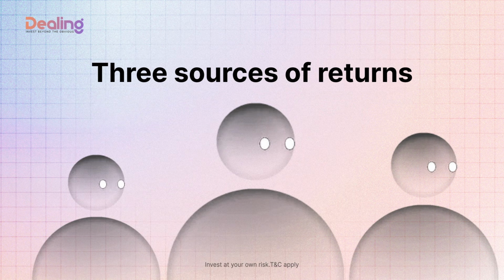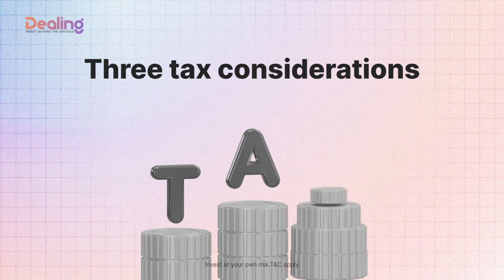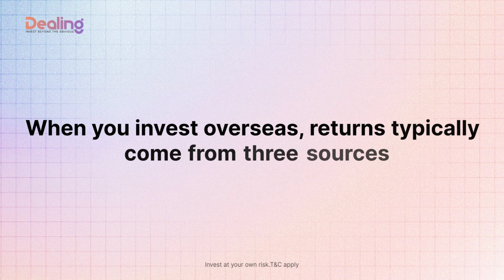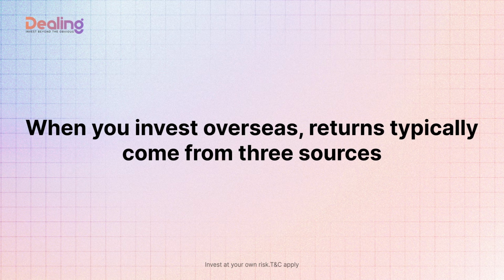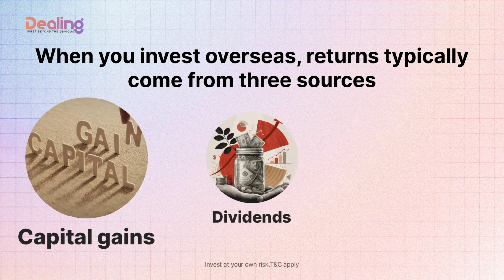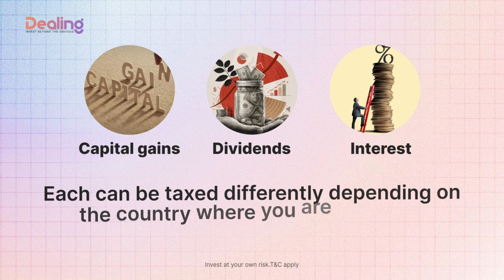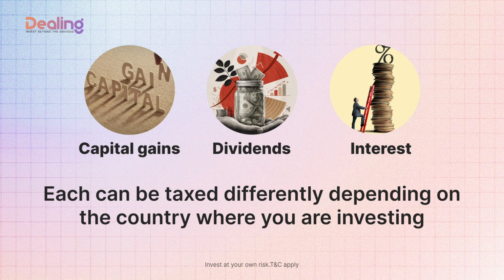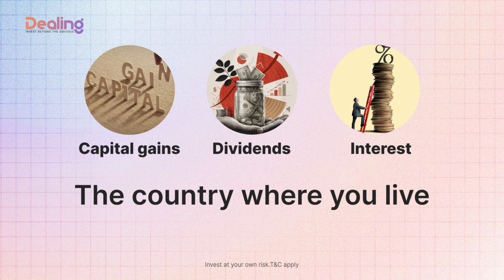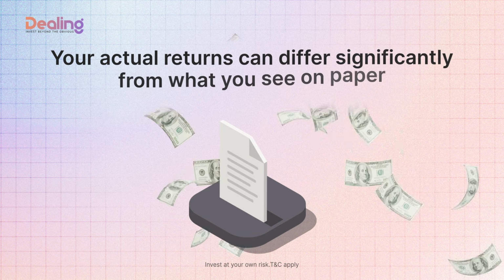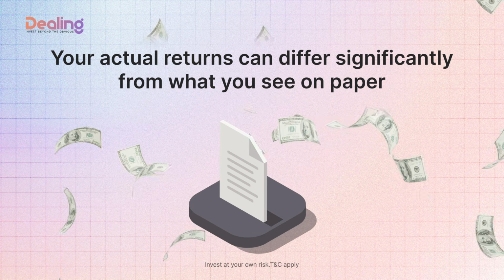3 sources of returns. 3 tax considerations. When you invest overseas, returns typically come from 3 sources: capital gains, dividends, and interest. Each can be taxed differently depending on the country where you are investing and the country where you live. Your actual returns can differ significantly from what you see on paper.